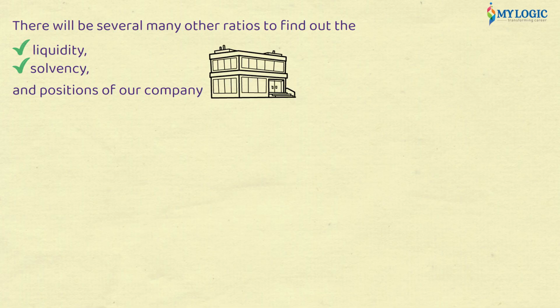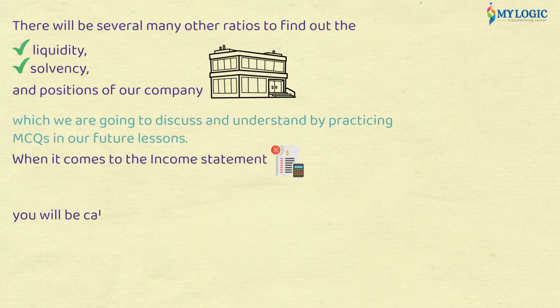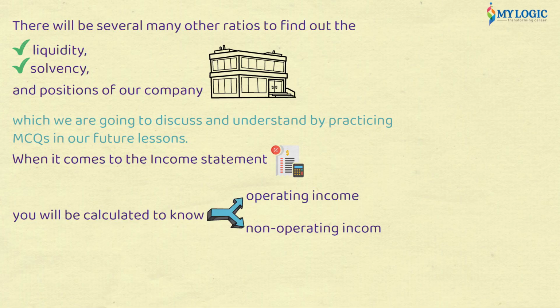There will be many other ratios to find out the liquidity, solvency, and positions of our company, which we are going to discuss and understand by practicing MCQs in our future lessons. When it comes to the income statement, you will calculate operating income and non-operating income by using an accrual basis of accounting.